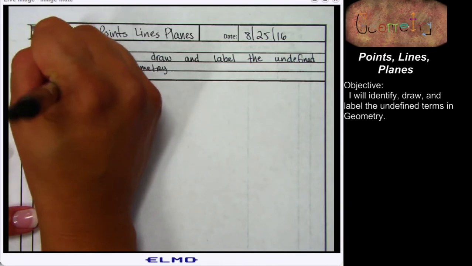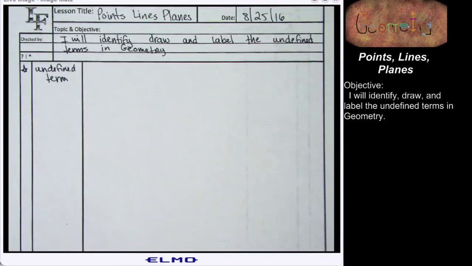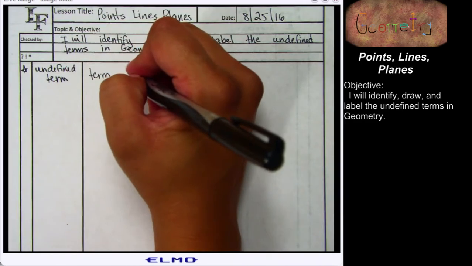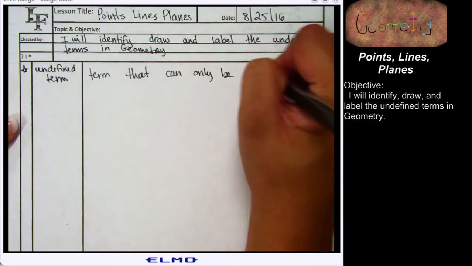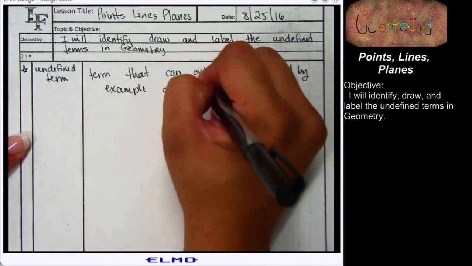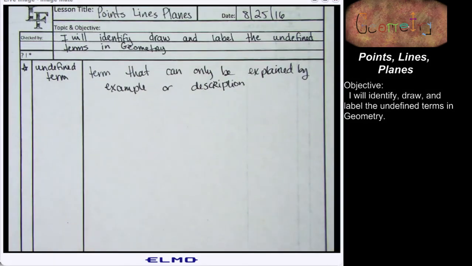So to start, we need to figure out what on earth an undefined term is. My brain went to UFOs, I'm sorry. We need to figure out what an undefined term is. An undefined term is going to be a term or a word that can only be explained by using some sort of example or some sort of description, which is going to be different than a full definition. A full definition is going to give you a checklist, a bunch of things you need to look for that object has. And if you can match every checkbox, that's what it is.